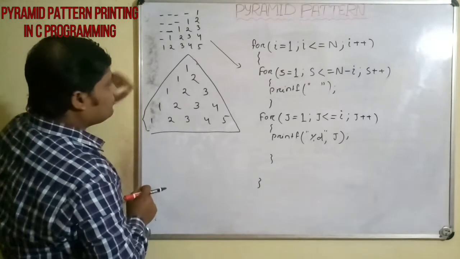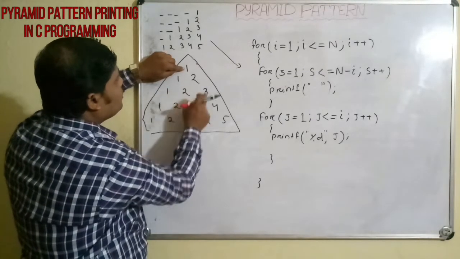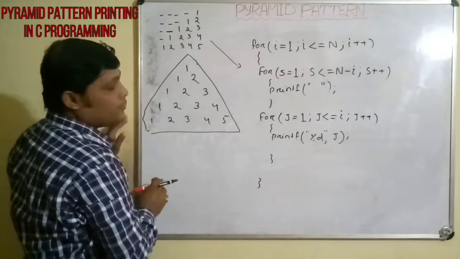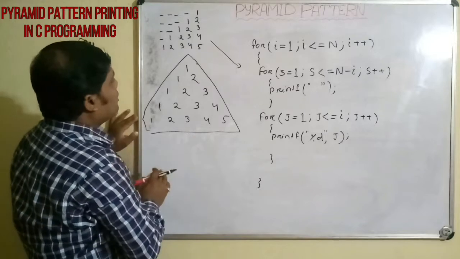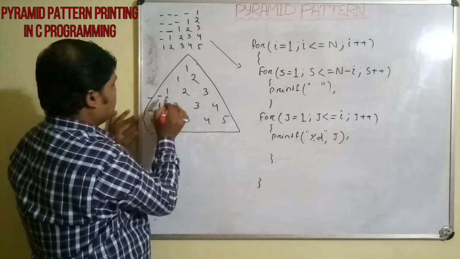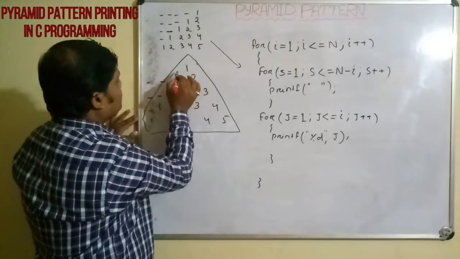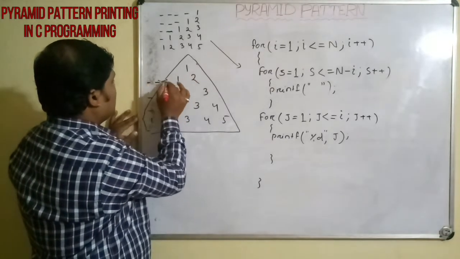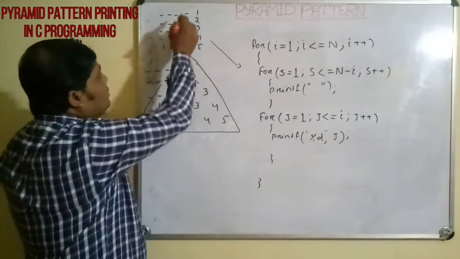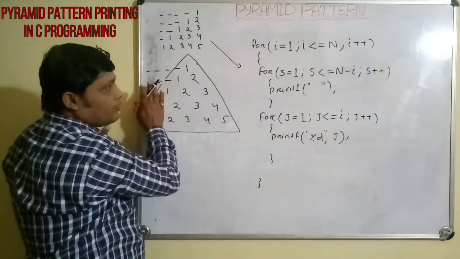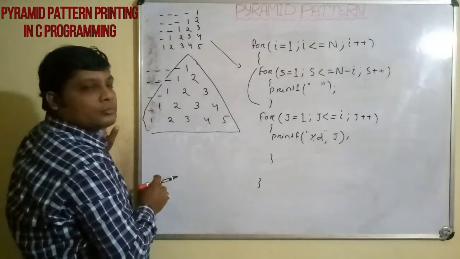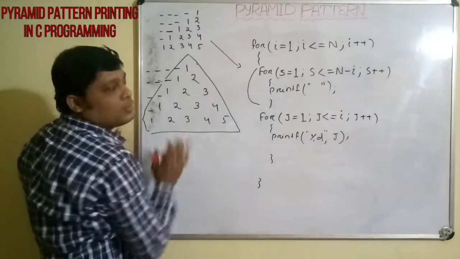Now see. This is 1, 1 2, 1 2 3 like this. Clear? Then 1 2 3 4, 1 2 3 4 5. But now see the number of spaces in each line. This will be 4 spaces. Here you can see the number of spaces is the same, so no change in the space loop. Number of lines, you can see, is 5.